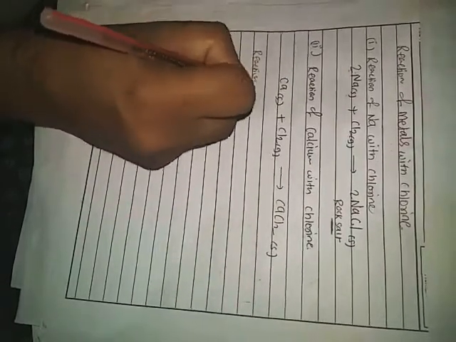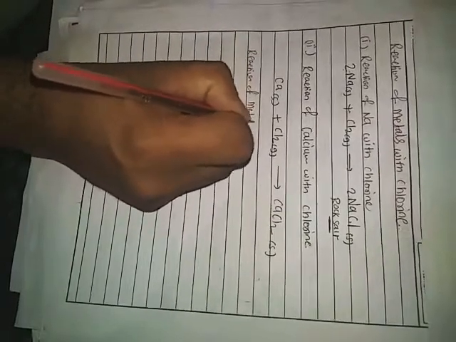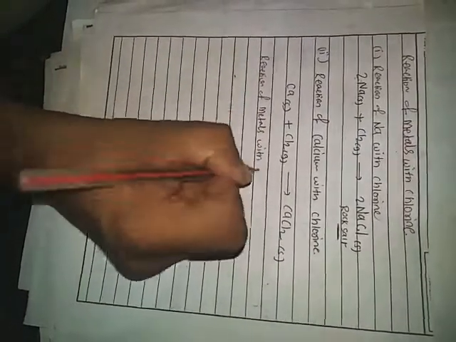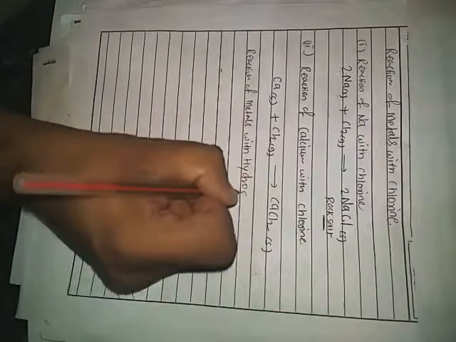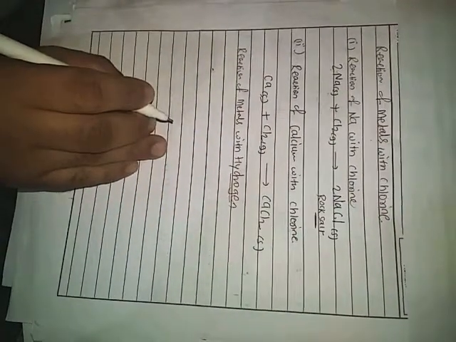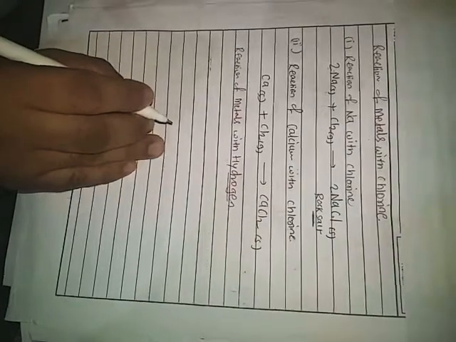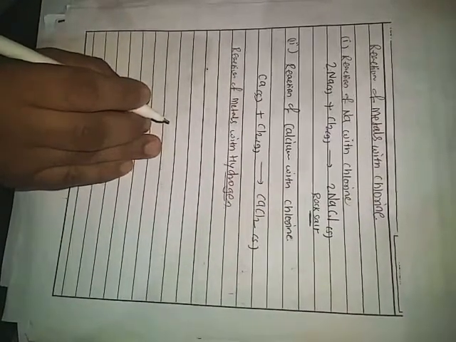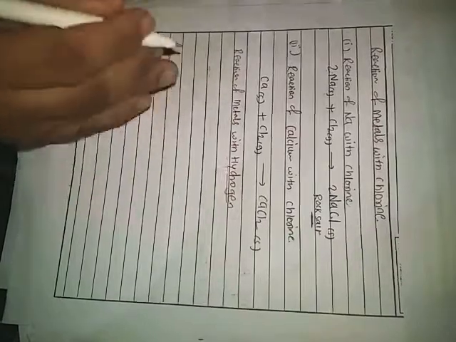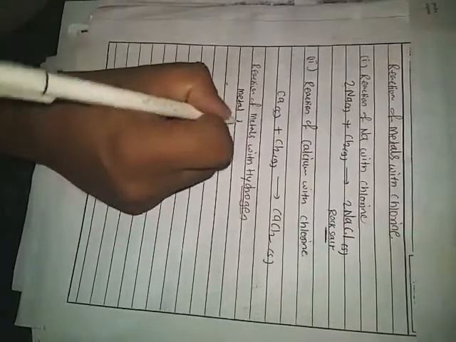Reaction of metals with hydrogen. Most of the metals do not combine with hydrogen, and only a few reactive metals such as sodium, potassium, calcium, and magnesium form the respective metal hydrides. So they form respective metal hydrides.